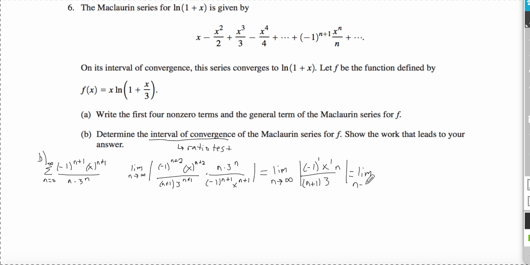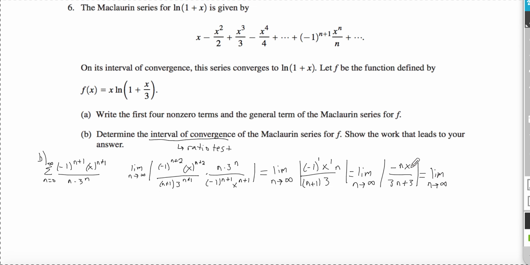So what is this? The limit as n approaches infinity of the absolute value of, I can simplify all this together, negative 1 times x the first times n. So that'll give me negative n times x over, I'll distribute that 3 in there, 3n plus 3. If I think about my n behavior model then, negative n, well, I'm going to take the absolute value of this, right? So I don't really need to even worry about that negative. So this is going to be the limit as n approaches infinity.